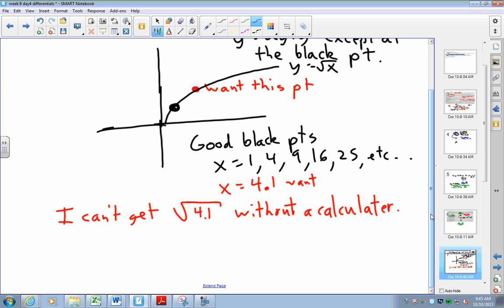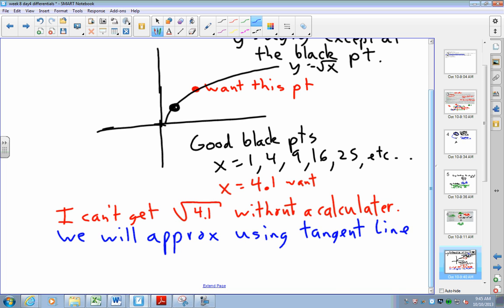Okay, so we will approximate using a tangent. Because here's what's going to happen. I'm going to find the tangent line. Do I already know the black point? What would be the point I'd be using? What's the closest black point to help me get the red point? 4. So I already know this point is 4, 2.